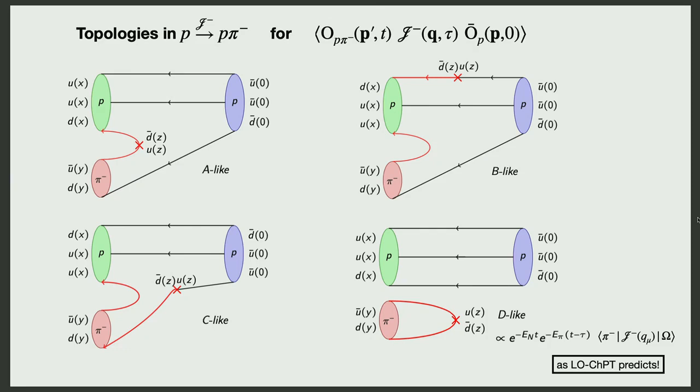And after doing the Wick contractions, in the case of the proton to proton π minus, these are the topologies. So we have diagrams which we call A-like, B-like, C-like, and D-like. The most important one is this D-like diagram. It's very important because it has the largest amplitude, so it contributes a lot to the full 3-point function. And it's easy to see that it follows the leading-order ChPT prediction. And only this diagram explains the largest Nπ contamination that we see in the standard nucleon 3-point function.